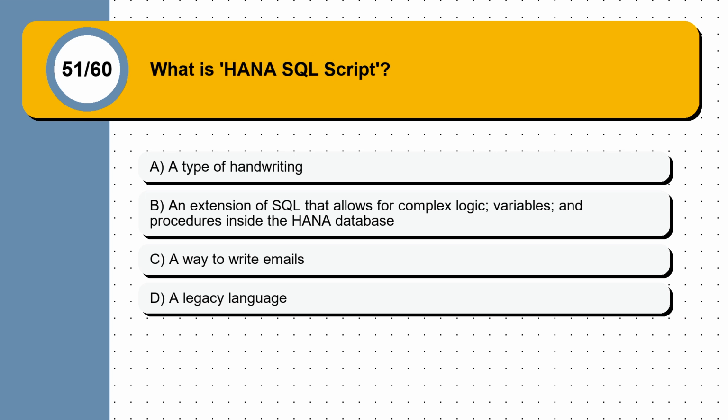Question 51. What is HANA SQL script? Option A, a type of handwriting. Option B, an extension of SQL that allows for complex logic, variables, and procedures inside the HANA database. Option C, a way to write emails. Option D, a legacy language.